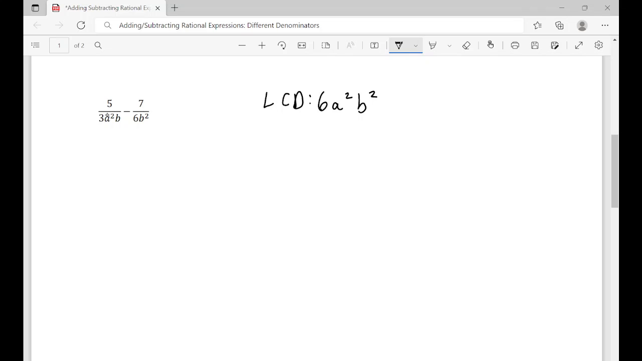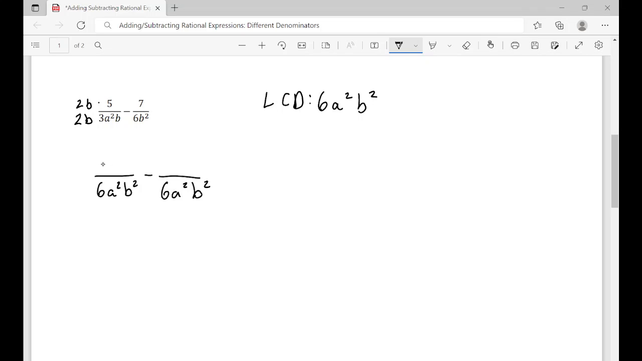Now here's a shortcut way to do this. We know that our LCD for each fraction is going to be 6a squared b squared, so we can just write that in right away. Then we can ask ourselves, what do I need to multiply the denominator, 3a squared b, by to get 6a squared b squared? The answer is, I need to multiply it by 2b. And if I multiply the bottom by 2b, I'll just do the same thing to the top, multiply it by 2b as well.